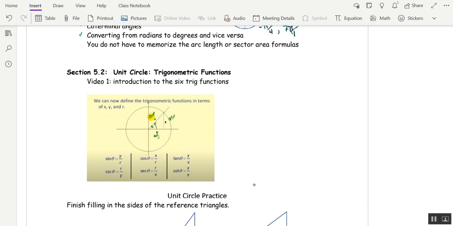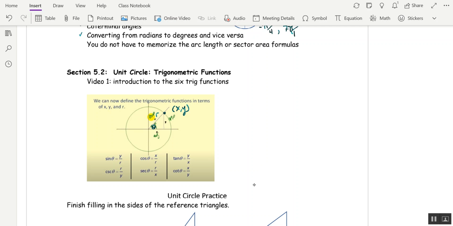You can see that here we have a circle, and the circle has radius r, and this is the angle theta, and this line here intersects the circle at a point, x comma y. And the trig functions are defined in terms of x, y, and r. And these are the definitions below. For example, sine theta is y over r, and cosine theta is x over r.